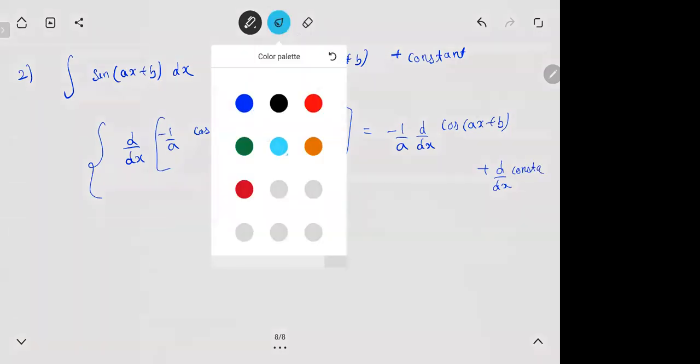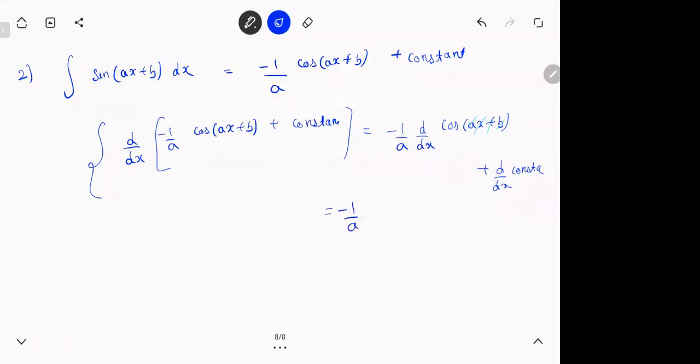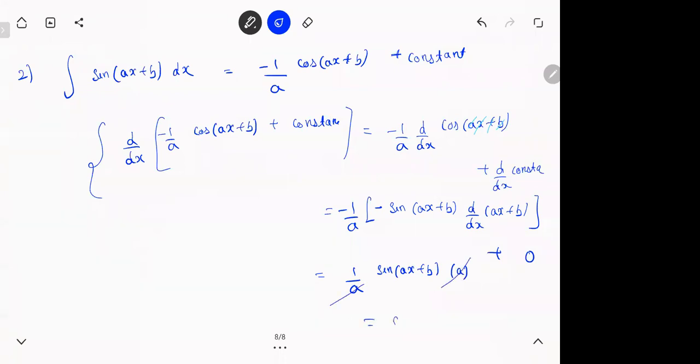This is cos of something. So that would give me minus 1 by a. Cos's differential is minus sine ax plus b, and then differentiate whatever is inside, and differential of a constant is 0. This would be 1 by a sine ax plus b into a. A cancels. We'll get back sine ax plus b. So it's again the same story. What should I differentiate so that I will get sine ax plus b as my answer?